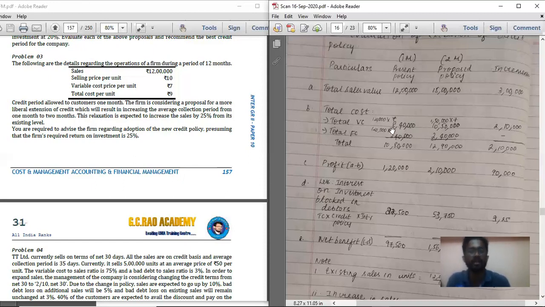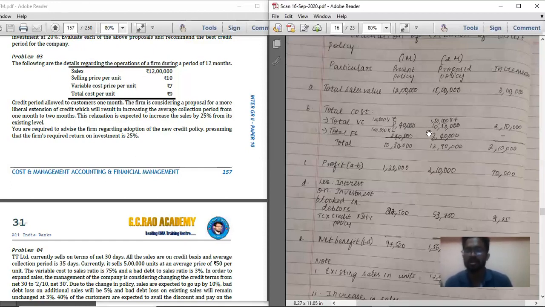What is the total number of units? 12 lakhs divided by selling price per unit, which is 10. So you will get 1,20,000 units. So 1,20,000 units into variable cost per unit, which is 7. So within bracket record 1,20,000 units into 7. So in respect of the total variable cost in present policy, record 8,40,000.